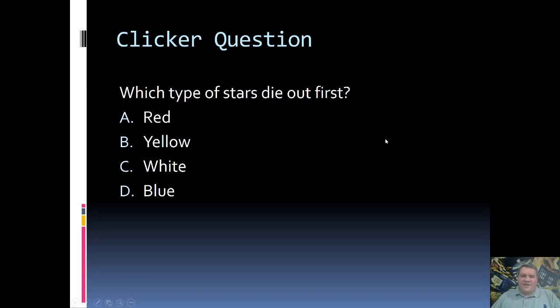Alright, so what color of star dies first? The correct answer is D. Blue stars are the hottest, but the reason they're the hottest is because they have the most mass, and the higher the mass, the shorter the life. So the answer is D.